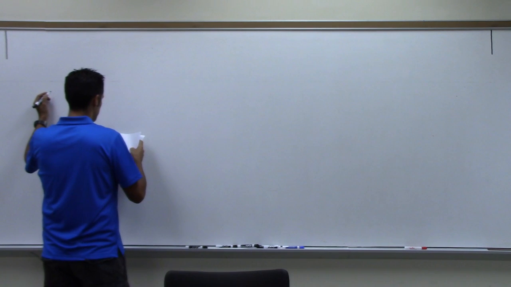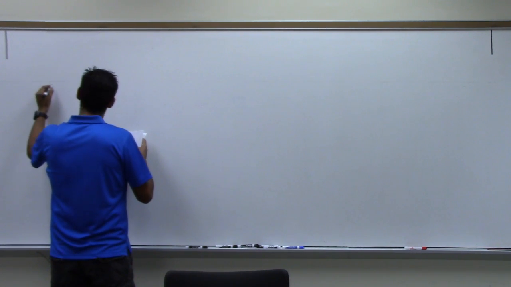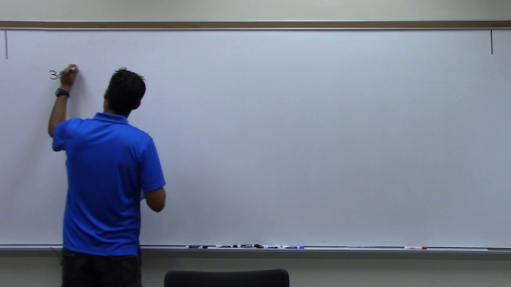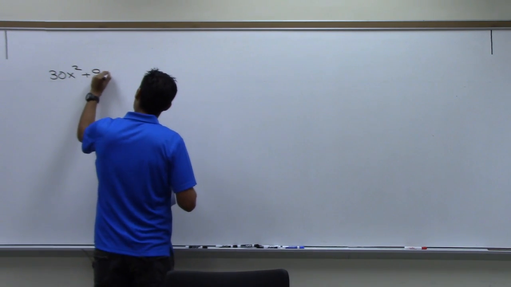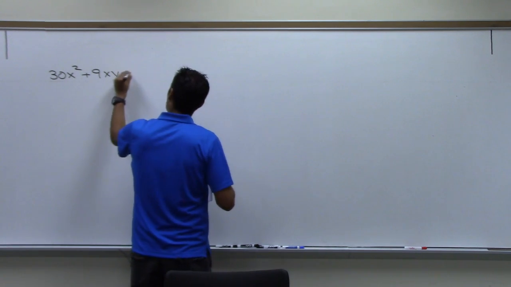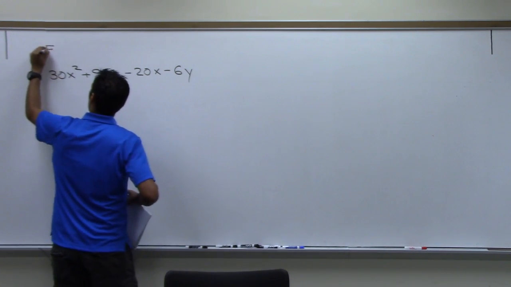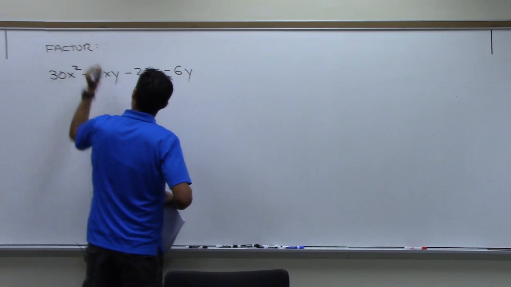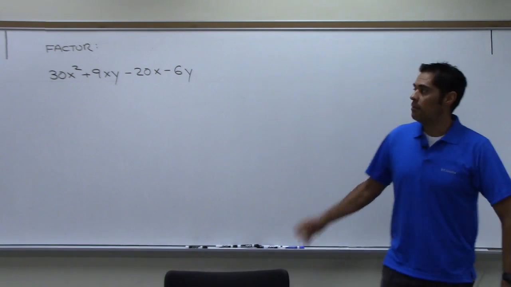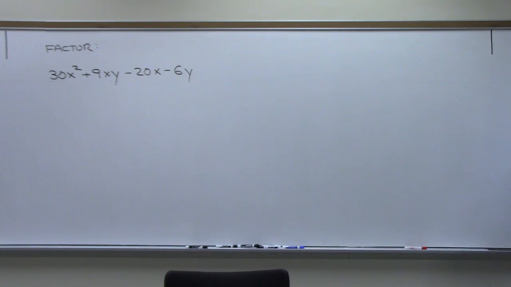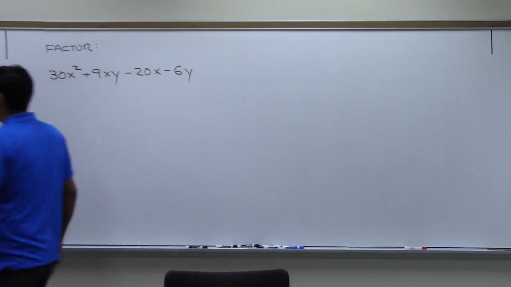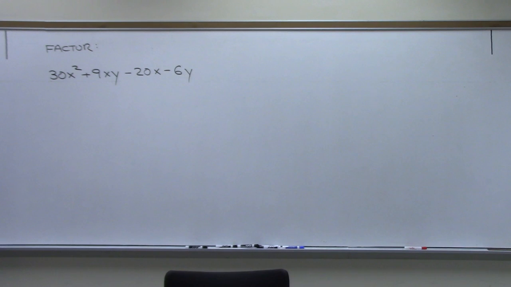Let's take a look at this problem. 30x squared plus 9xy minus 20x minus 6y. And the instructions here are to factor. So when it comes to factoring, I'm going to write this down on the side. You're not going to be able to see it on camera. But when it comes to factoring, the first thing we always try is what? GCF. We always see, is there a greatest common factor?